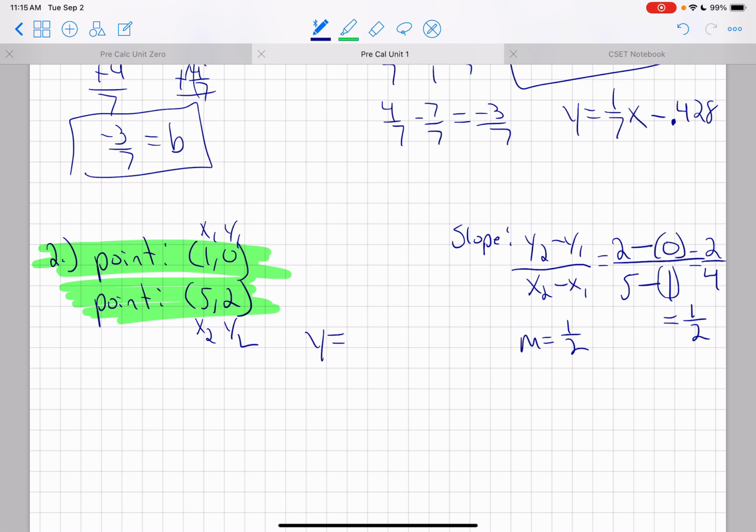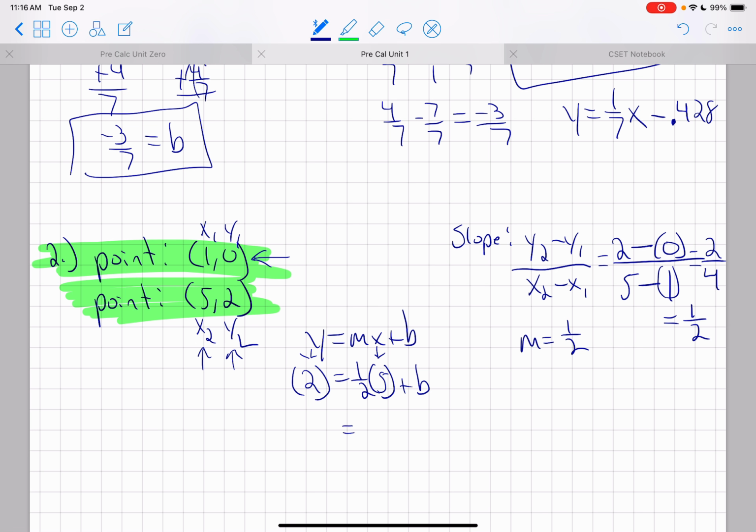All right? So now, let me go back. I know if I have y equals mx plus b, that m is 1/2. I know that I have to find b. Now I need to substitute something for y and for x. I could use either one of these. So I'm going to use these two just because I want to, but I could have used these two. Doesn't matter. So y in this case is 2, and x in this case is 5.